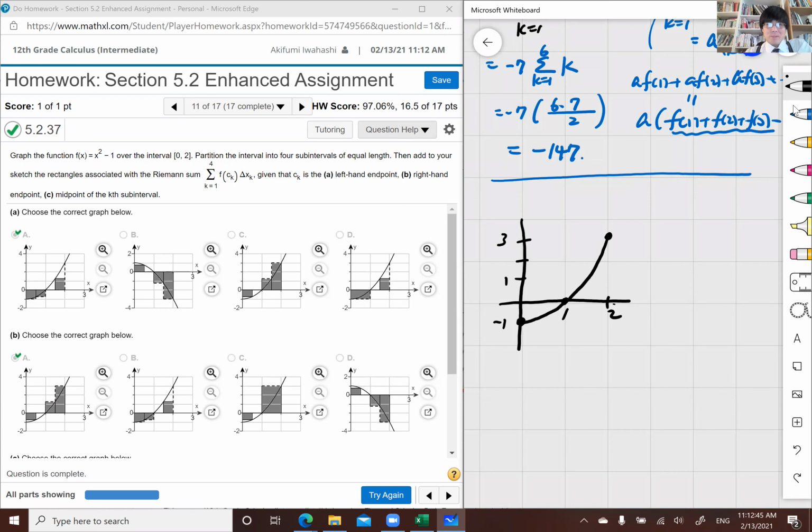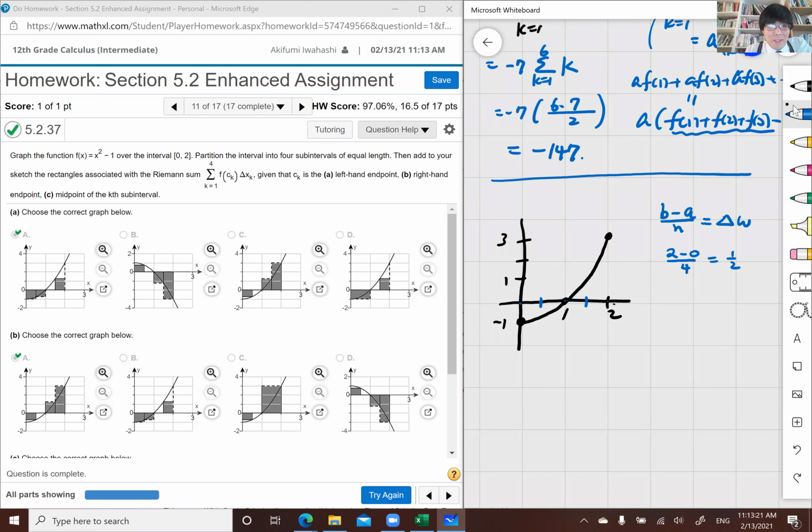Okay, partition the interval into 4 subintervals of equal length. So we're going to split the interval 0 through 2 into 4 intervals: 0 through 1/2, 1/2 through 1, 1 through 1.5, and 1.5 to 2. Remember that we are using this notation to find the common width. In this case, 2 minus 0 for the total length, divided by the number of intervals, gives 1/2. So each length is 1/2.